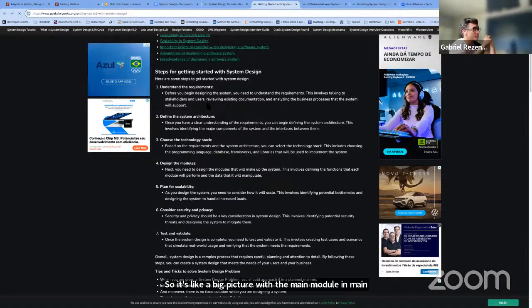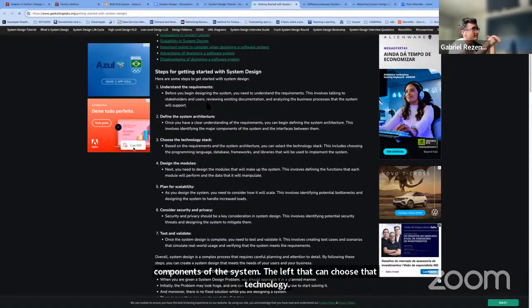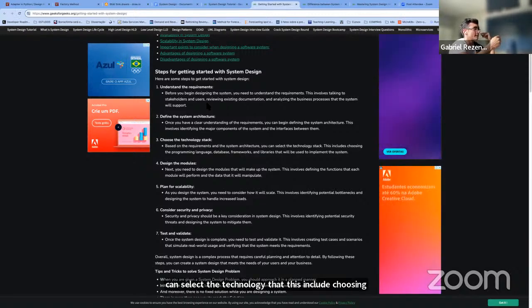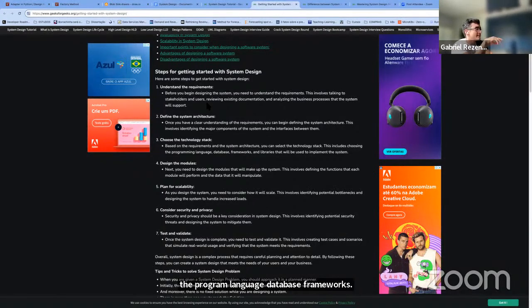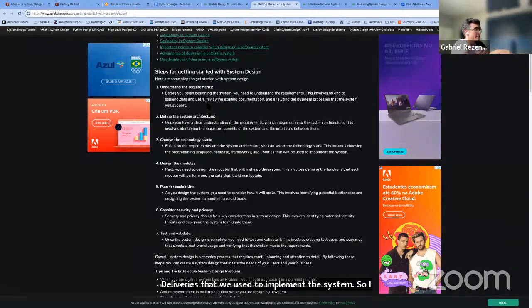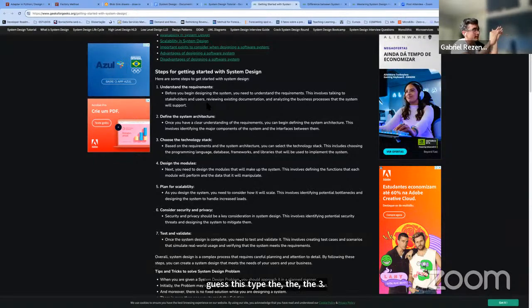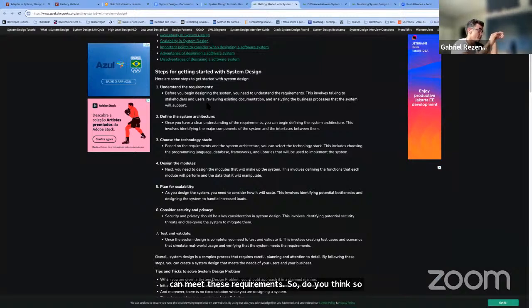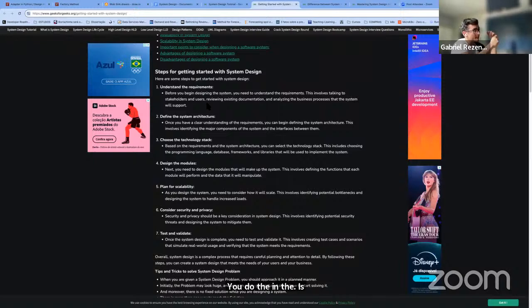So after that, you can choose a technology stack. So basically based on the requirements and the system architecture, you can select the technology stack. This includes choosing the programming language, database, frameworks, and libraries that you use to implement the system. So I guess in this step, the interviewer will start to ask you questions about why are you taking this decision. So why are you choosing this database? So this database can meet these requirements. So each choice you make in this step is a point to think about, and start justifying the choice of this technology.